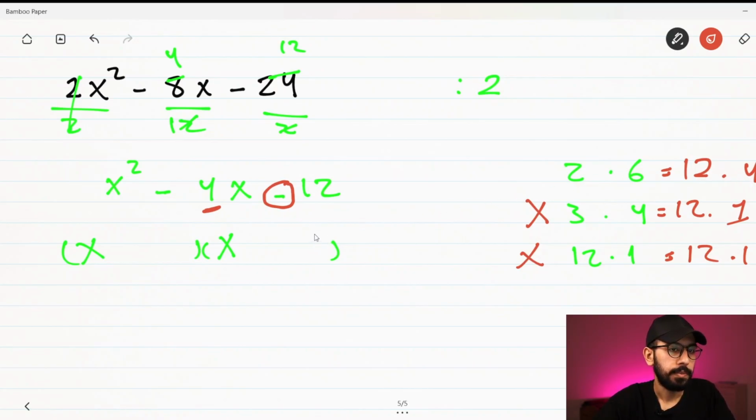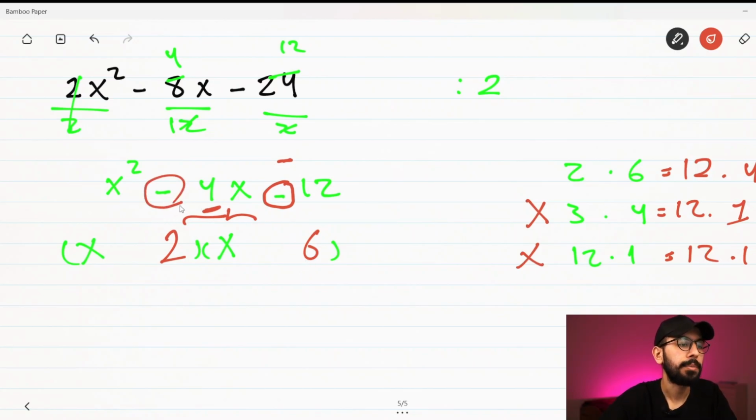We put now the 6 here and the 2 here. So now how can we know which sign will be here? We have said that we need to look at the last sign, which is now negative. That means the two brackets will have different signs from each other, and the bigger number will take the sign of the middle number. So which is bigger, the 6 or the 2? Obviously the 6, so we put the minus here and the positive will be here.